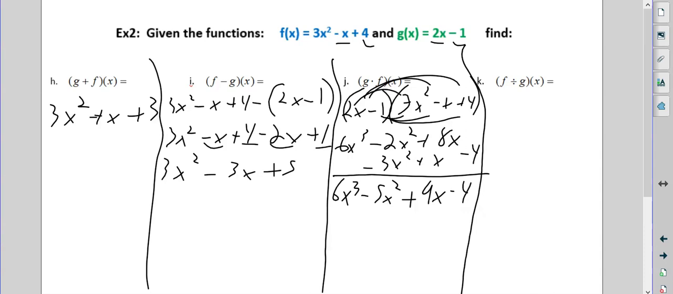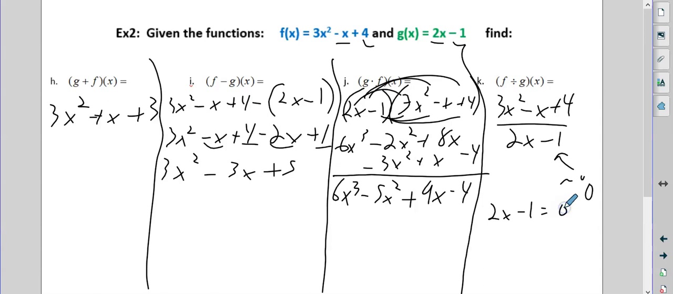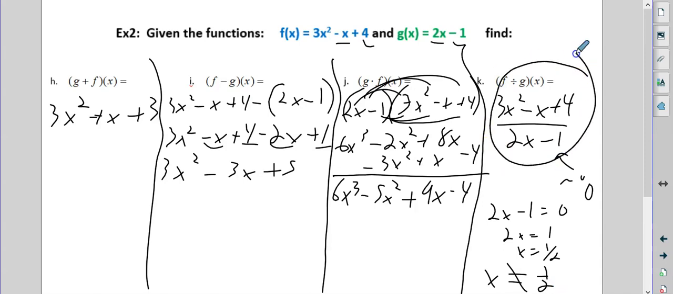And f divided by g is 3x squared. All you literally do is do this. But then remember, with a fraction, we cannot have 0. So we have to set this equal to 0 and solve and say x cannot be 1/2. So there's 2 steps to this one. The simple part, just write it as a fraction. But then the second part, find out the one number x can't be right there. And that's it.